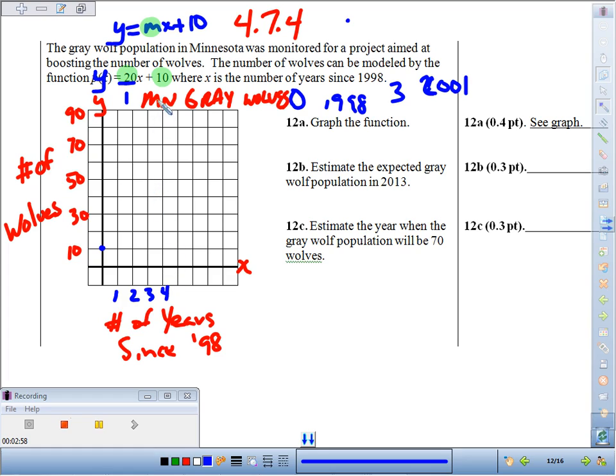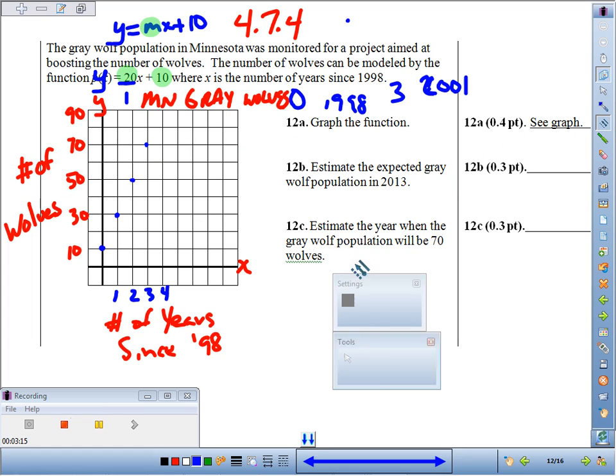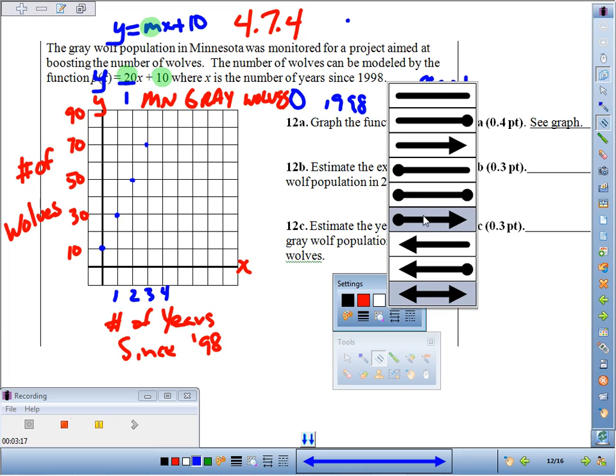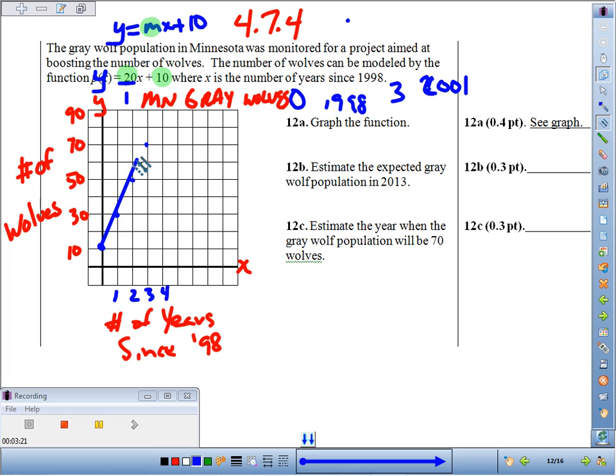All right, here we go. So my y-intercept is 10. My slope is 20. So I'm going to go up 20 over a year. Up 20 over a year. Another year, another 20 wolves. If I graph it, I should probably use an array, simply because I'm not going to have negative wolves or negative years.